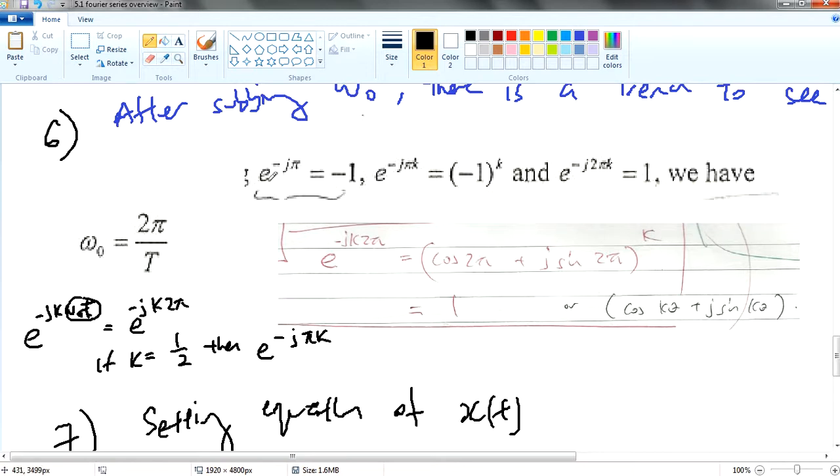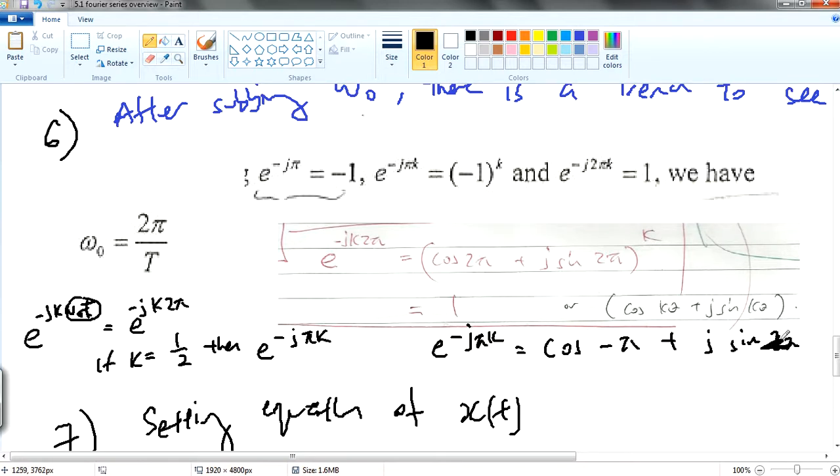Okay, so let's say if you have this term e to the minus j pi, then you use minus 1. If it's e to the minus j pi k, it is minus 1 to the power k, and if it's e to the minus j 2 pi k, it equals 1. So what does it mean for the other two? Okay, let's try that. If it's e to the minus j 2 pi k, then it equals 1, right? However, if it's e to the minus j pi k, let's try: it equals cosine of minus pi plus j sine of 2 pi.